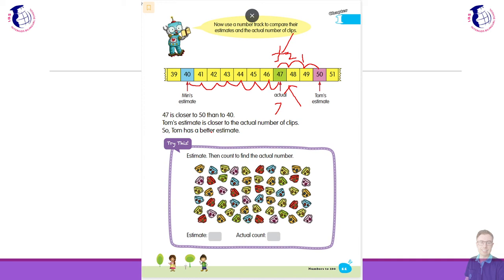Have a try at this box here. Have a quick look and have an estimate, which is a guess. Estimate how many cups, write the number here, and after you've estimated, have an actual count, so count them one by one, making the groups of 10 like on the previous page.